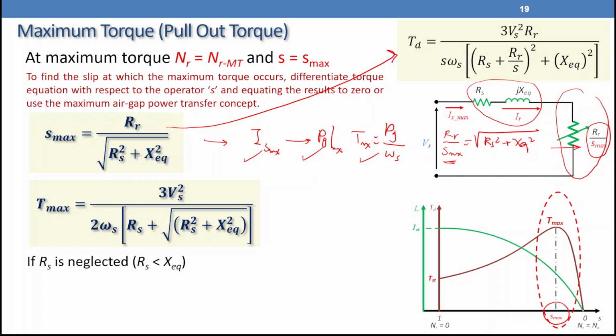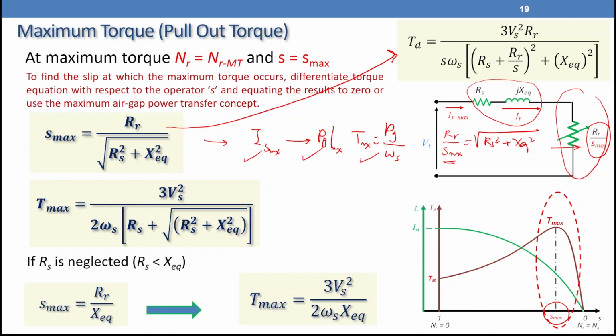If RS is neglected with respect to X equivalent, then S maximum equals R rotor over X equivalent directly. And in this case, torque will be 3V supply square over 2 omega S X equivalent. So the maximum torque will be a function of the voltage square and the motor reactance.